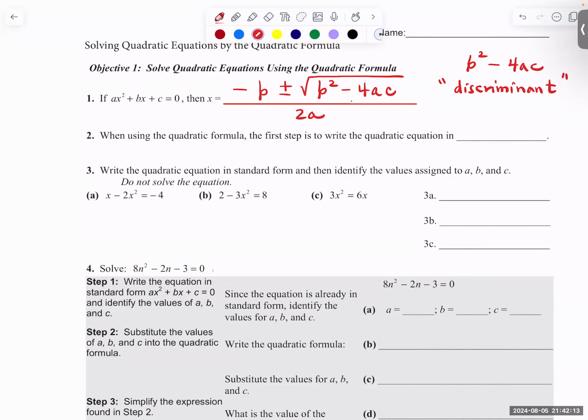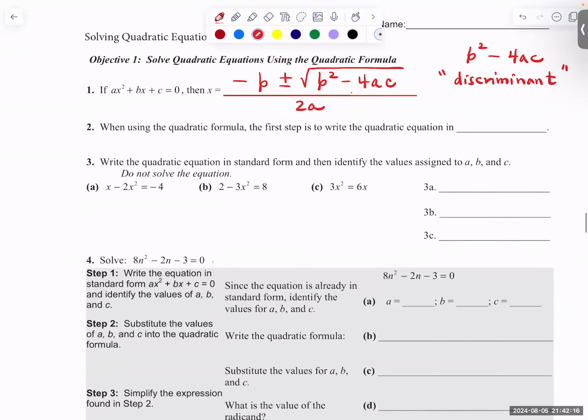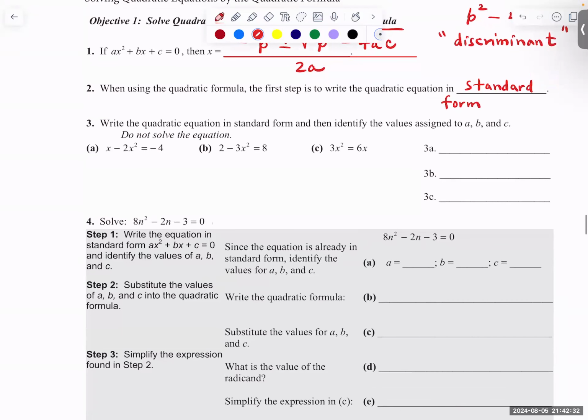Number two, when using the quadratic formula, the first step is to write the quadratic equation in standard form, which again means the exponents are decreasing and the constant is in the third position left to right and set equal to 0. There also would be only addition and no subtraction. And if you had subtraction, by the definition of subtraction, if there's subtraction between terms, you can rewrite that as addition of the first term plus the opposite of the second term.